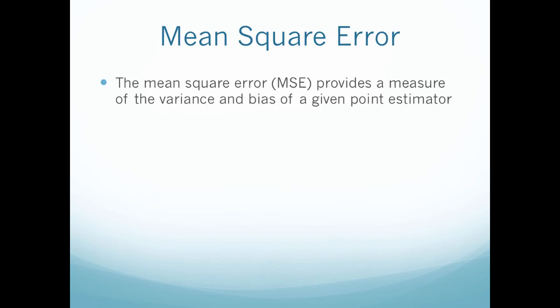My mean square error, or my MSE, provides a measure of the variance and the bias of a given point estimator. So how close it is to my mean and how spread out the data is. My MSE of my statistic equals the difference between my population value and my statistic, quantity squared, or more simply put, we just have the variance plus my bias squared.